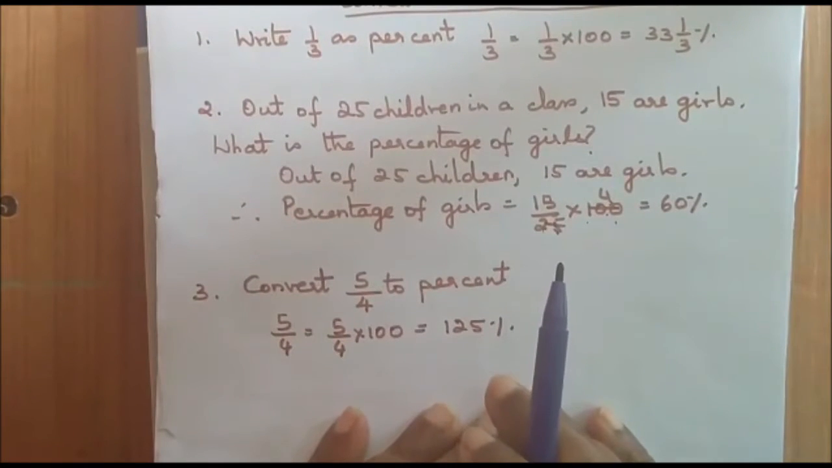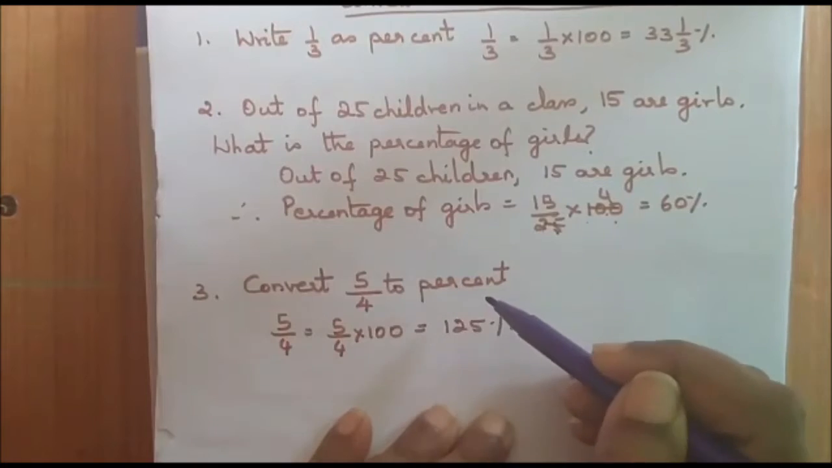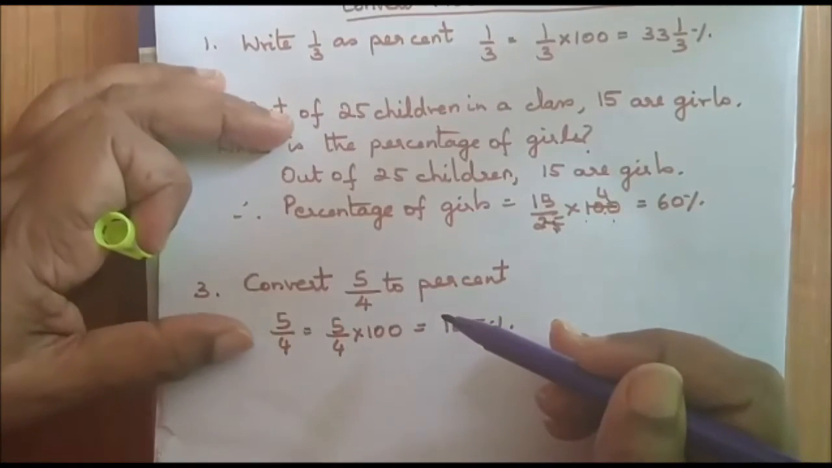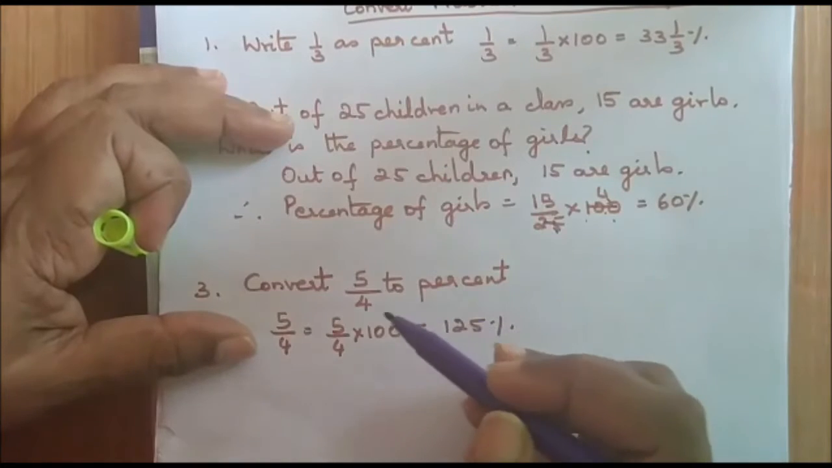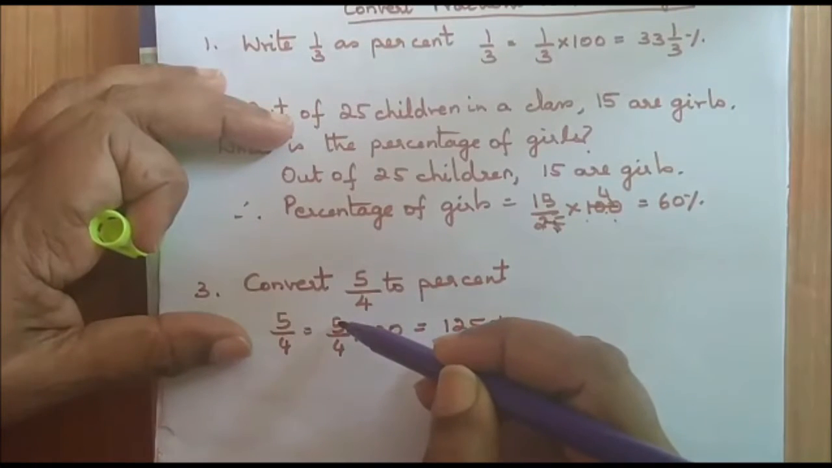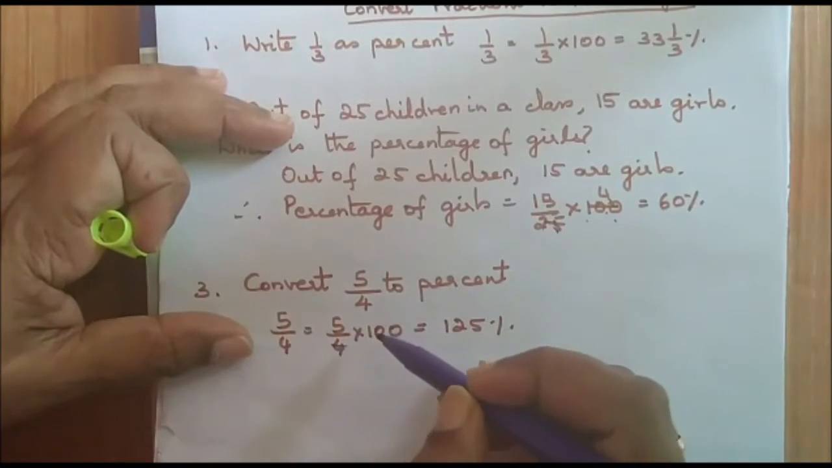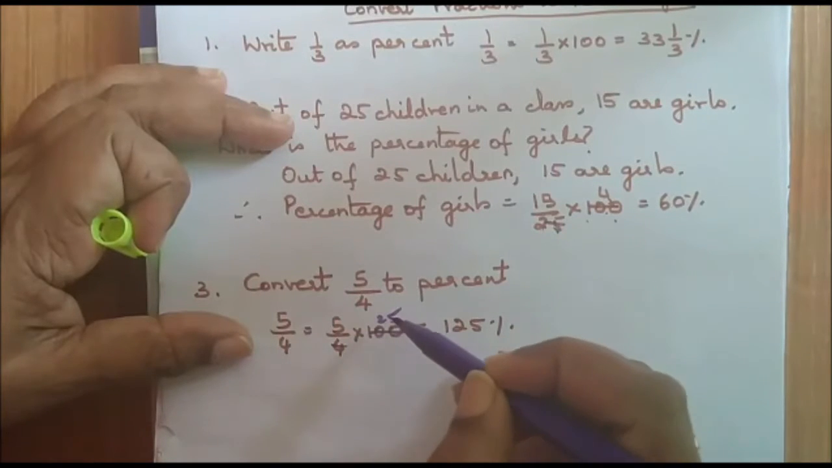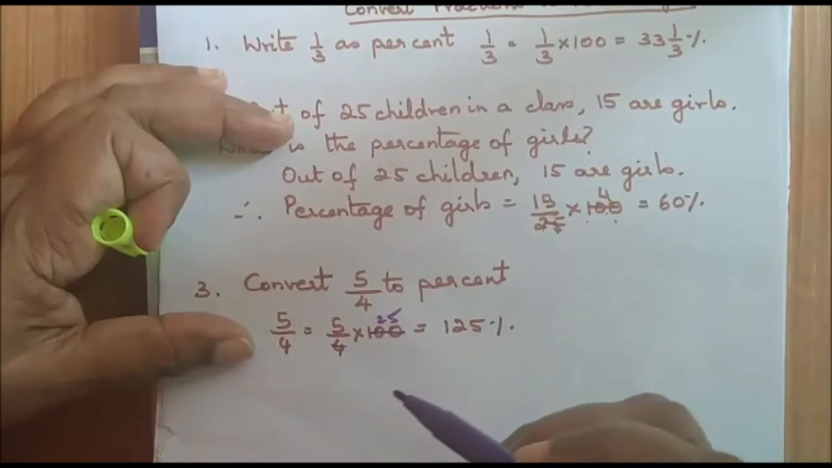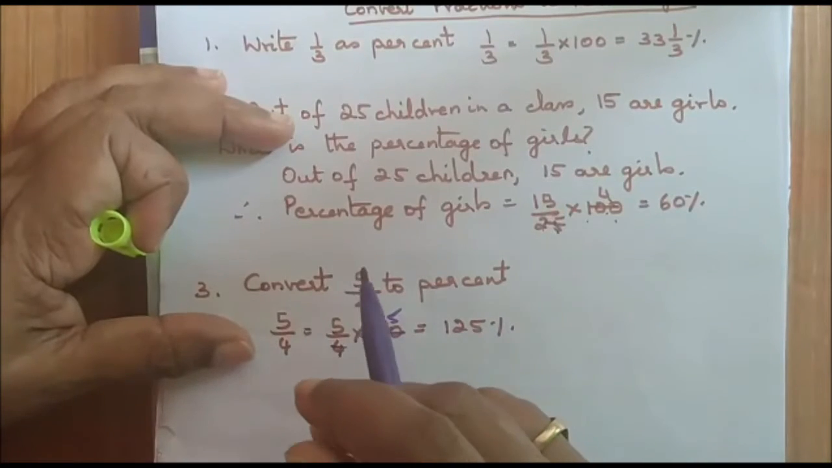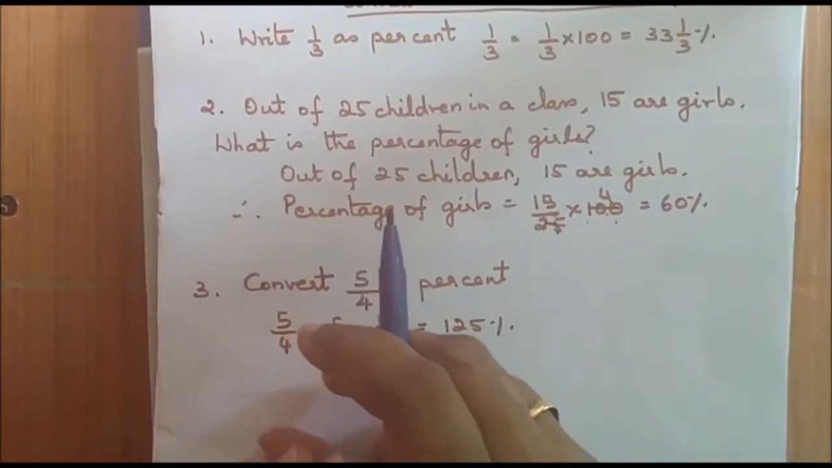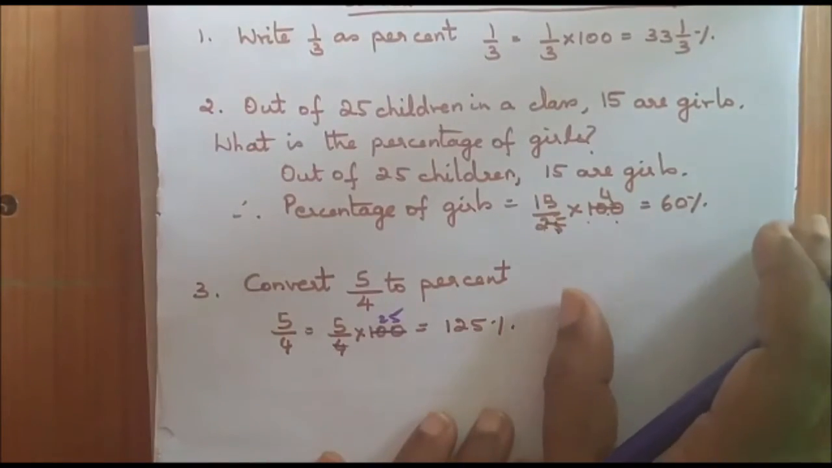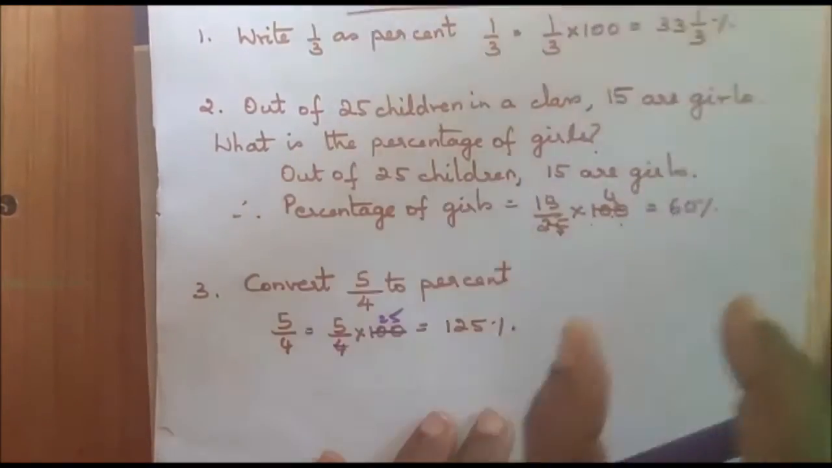Now let us go to the next one. Convert 5 by 4 to percent. Just like the other case, 1 by 3 into 100, here we will multiply 5 by 4 into 100. 4 will go in 100 how many times? 25 times. 5 into 25 is 125%. I hope all of you understood how we convert fractions to percentages.